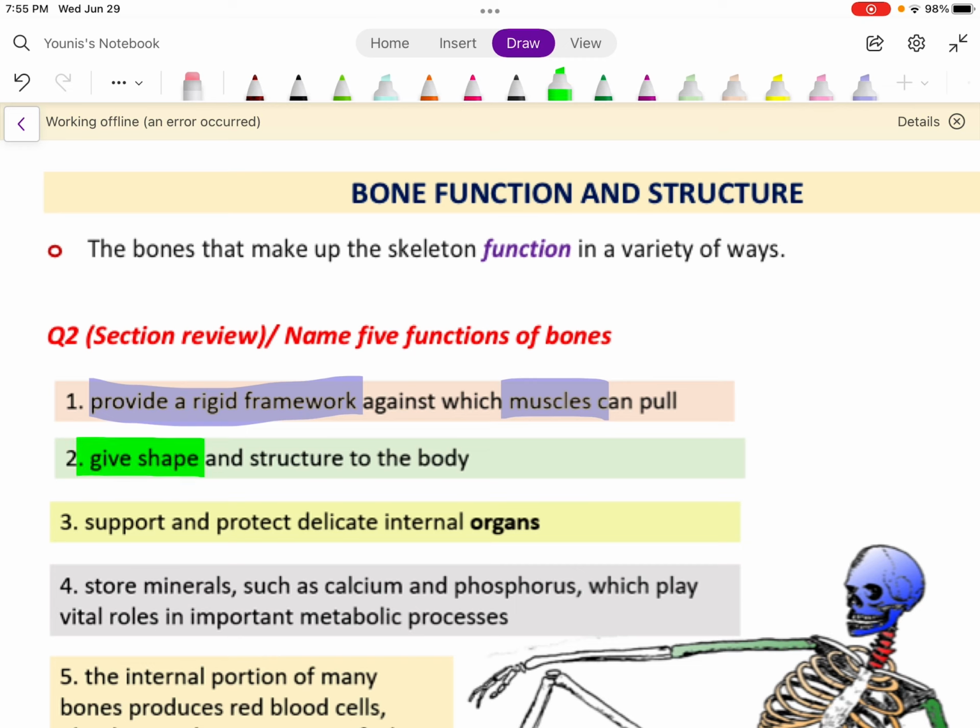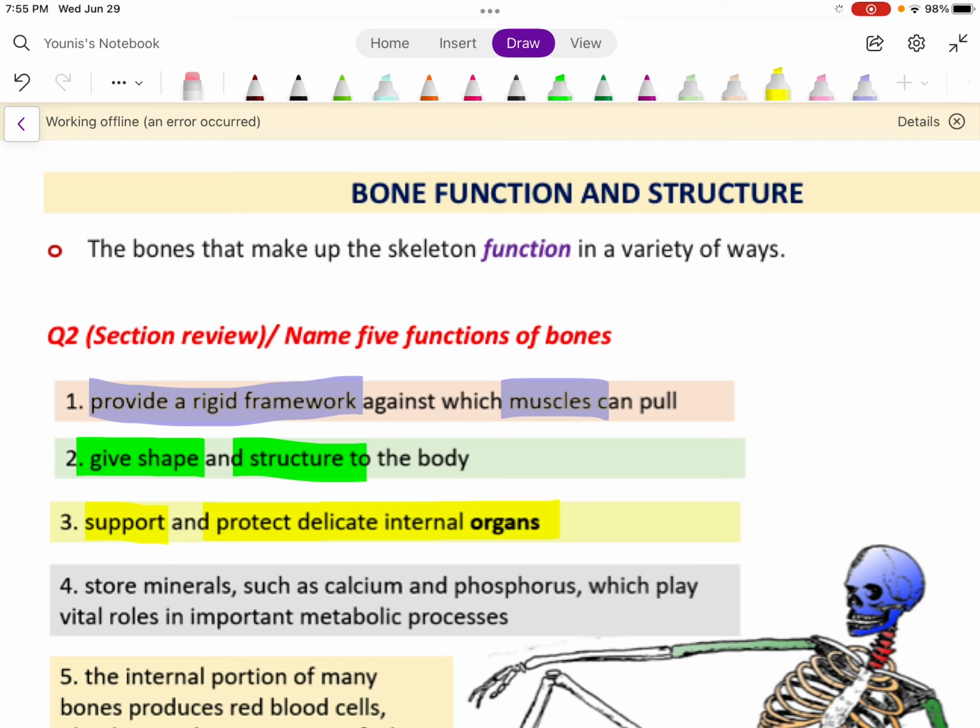Giving shape and structure. Of course, our skeletal system to a large extent will shape us, will give us a specific shape and structure. More, it also supports and protects delicate internal organs.